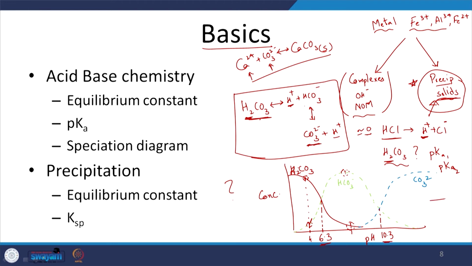This is called a speciation diagram, where we look at the concentration of the relevant acid-base species and their change with pH. That is something you will have to keep in mind, because we will use this later. So, what is this other aspect? We talked about pKa and the speciation diagram, but it looks like I should have talked about another aspect before I skipped to pKa.